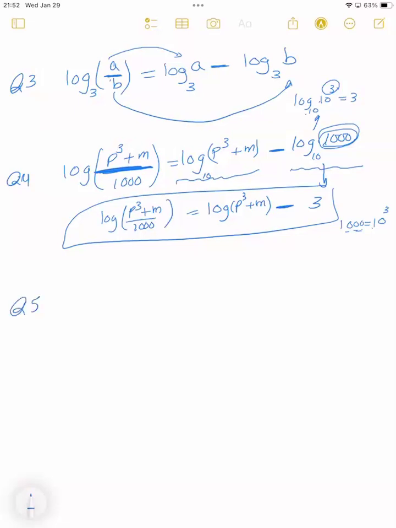Question number 5. We have log of 9x minus 9 to the power 4. This problem says use the power property. That means we don't want to have any power. We want to get rid of that power. There's a property that says that power becomes a coefficient. So remember, this power 4 only belongs to the argument, and if it is for the argument, you can make it a coefficient.